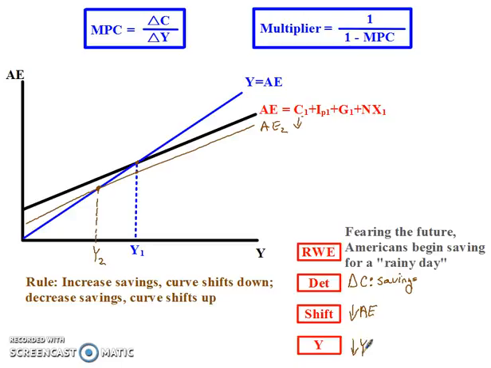Our rule would say this. Our rule says if you increase savings, then the curve will shift down. If you decrease savings, the curve will shift up. Increase savings, curve shifts down. Decrease savings, curve shifts up. That's our rule.